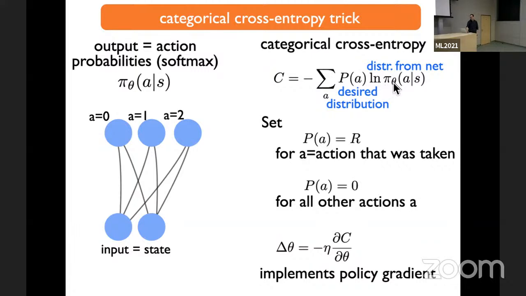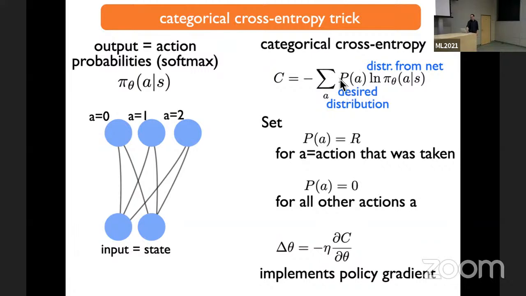If you optimize over probability distribution two, the one sitting inside the log, then it will eventually try to match probability distribution one, the one sitting outside the log. That's how categorical cross entropy works. And now we can make a trick. The probability distribution we want to optimize, the one sitting inside the log, will be the policy of A given S for one of the states occurring in the current trajectory. Later we will do it for all the states in the trajectory. So, log of pi of A given S.